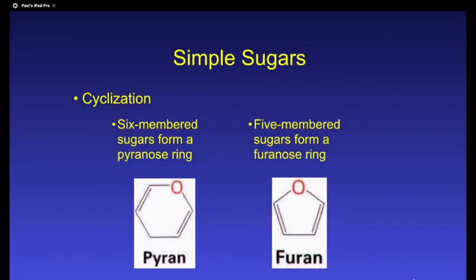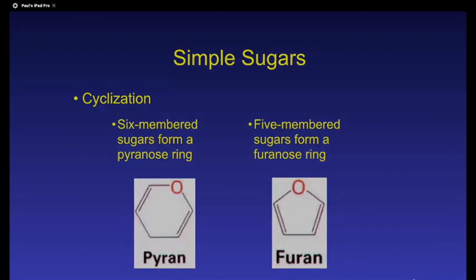We have two forms of rings, 5-membered rings or 6-membered rings. We name them furanose or pyranose based upon the organic solvents, furan or pyran, because they are 5 or 6-membered rings that include an oxygen in the ring. And so they're just connected because they look like them, and that's why they derive the name that way.